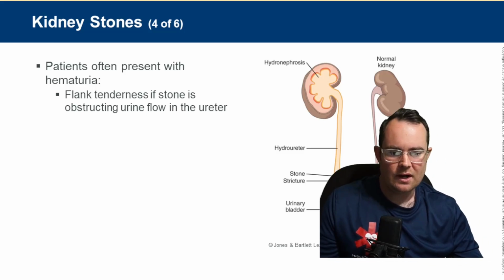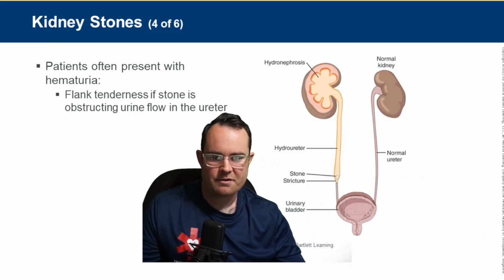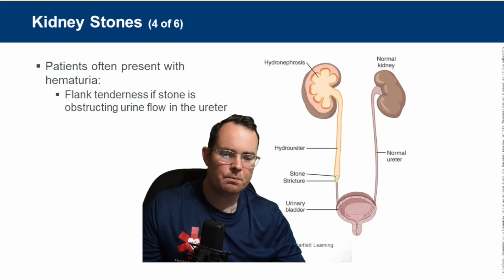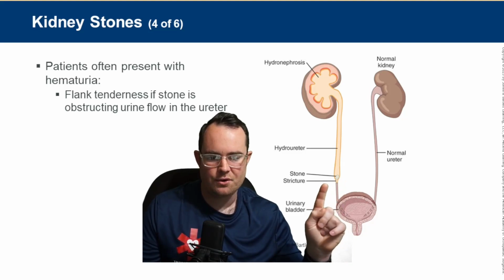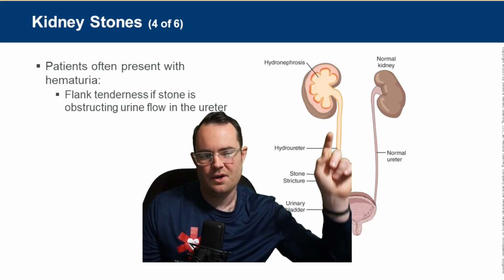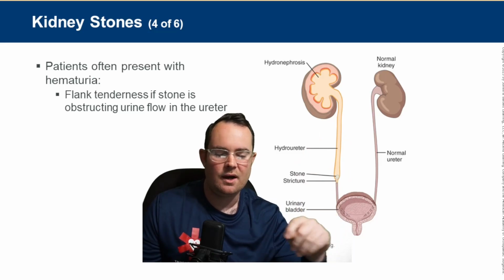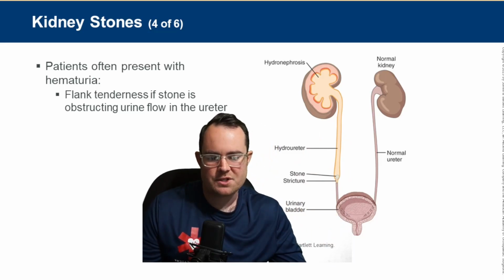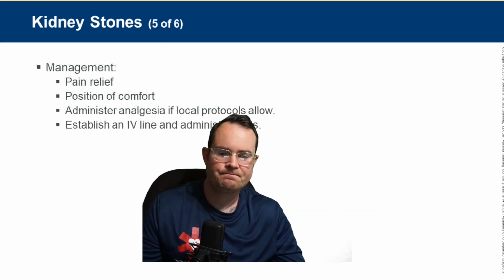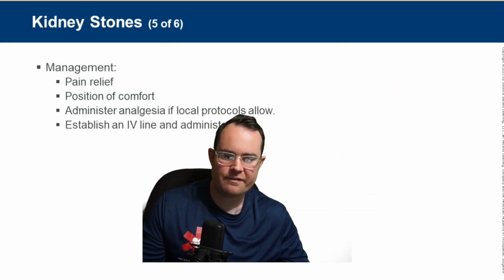Here's a photo of a stone. It says patients often present with hematuria, so blood in their urine, and flank tenderness if the stone is obstructing urine flow. We can see this. Here's the stone in this location, and this urine is backing up, and it is causing some serious inflammation, which is going to be very painful for that patient. Position of comfort, analgesics, establish an IV.